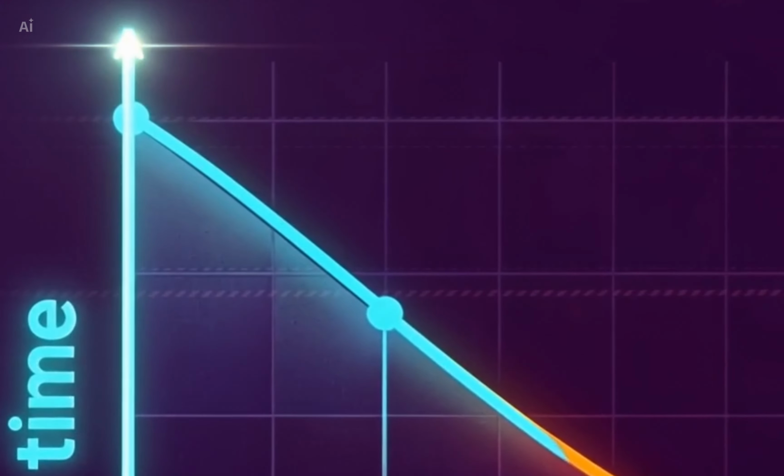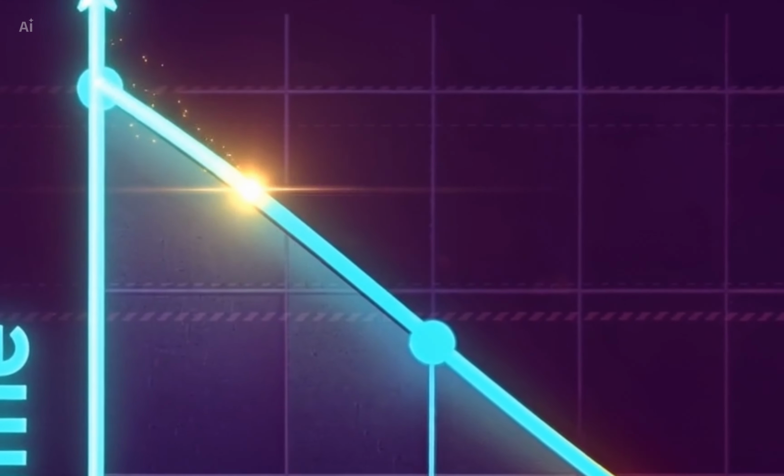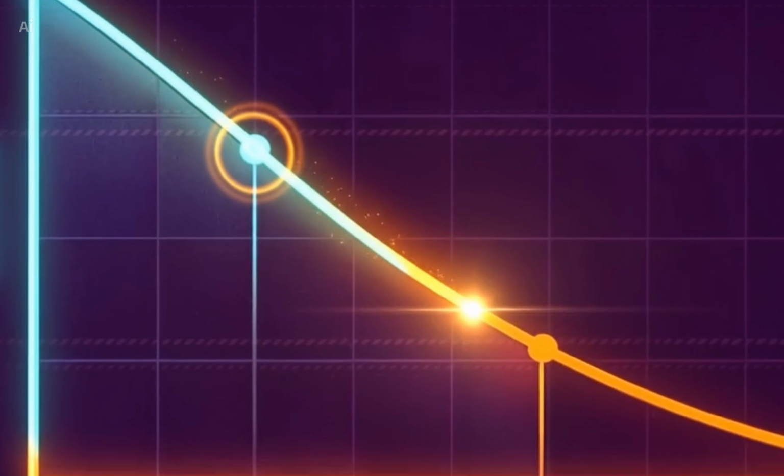Imagine a graph. The horizontal axis, the x-axis, is velocity. The vertical axis, the y-axis, is time. So every point on this graph tells you how time behaves depending on your speed. At zero speed, time flows normally. You are just sitting still, nothing weird. But as you start moving faster, something strange happens.